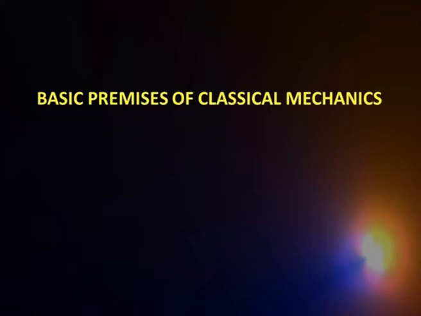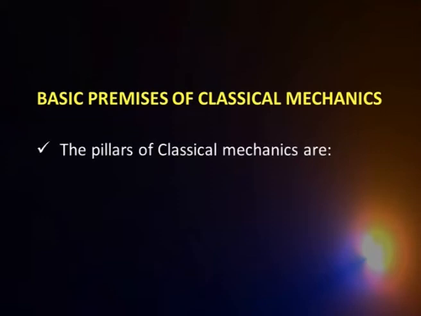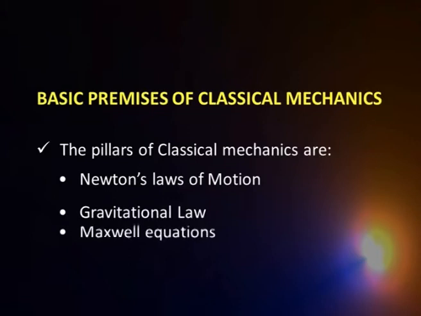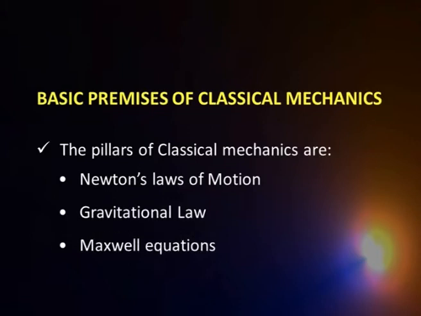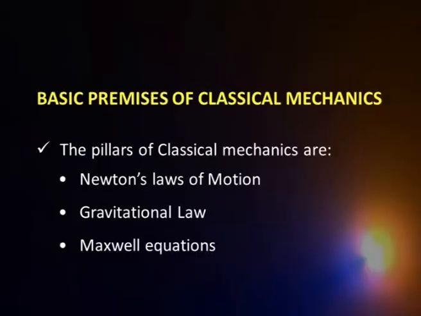So, we see things in the macroscopic world, and all those observations have been documented or formulated in terms of certain laws. The 3 basic pillars of classical mechanics are Newton's laws of motion, the gravitational law and Maxwell's equations. These 3 put together put classical mechanics on a very strong foundation, and on the basis of these, practically most of the things we know of in the macroscopic world could be explained.